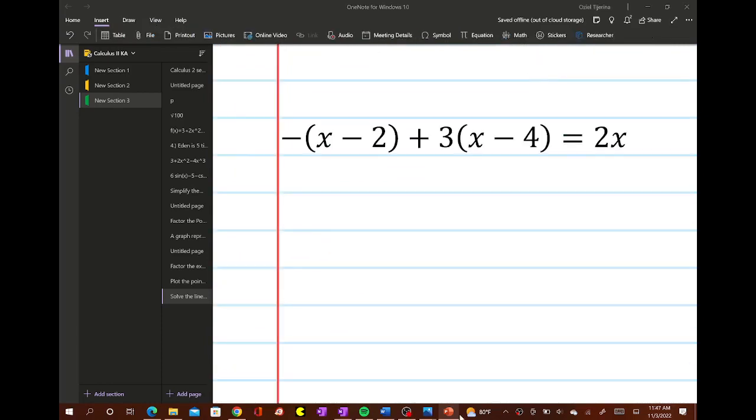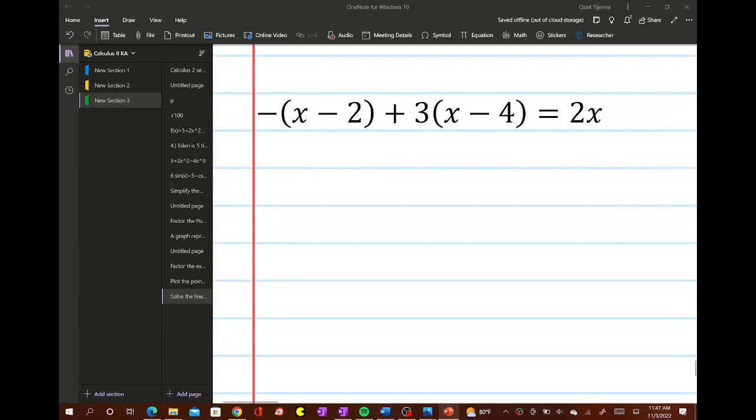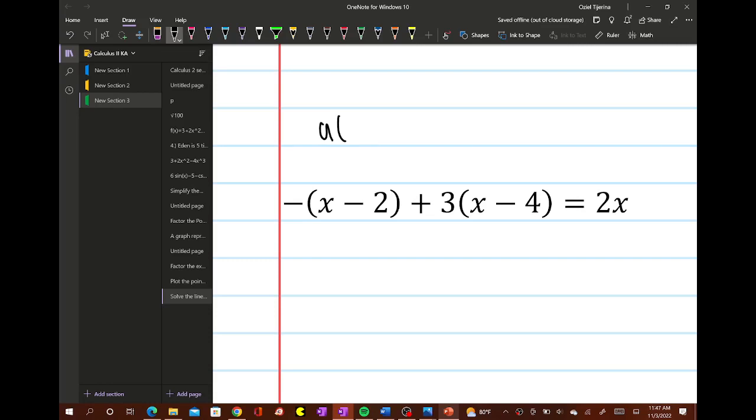Okay, so now we're going to go a little bit tougher. This one, you have to use the distributive property. If you don't know what the distributive property is, A times (B plus or minus C) equals AB plus or minus AC. You just distribute it, okay?